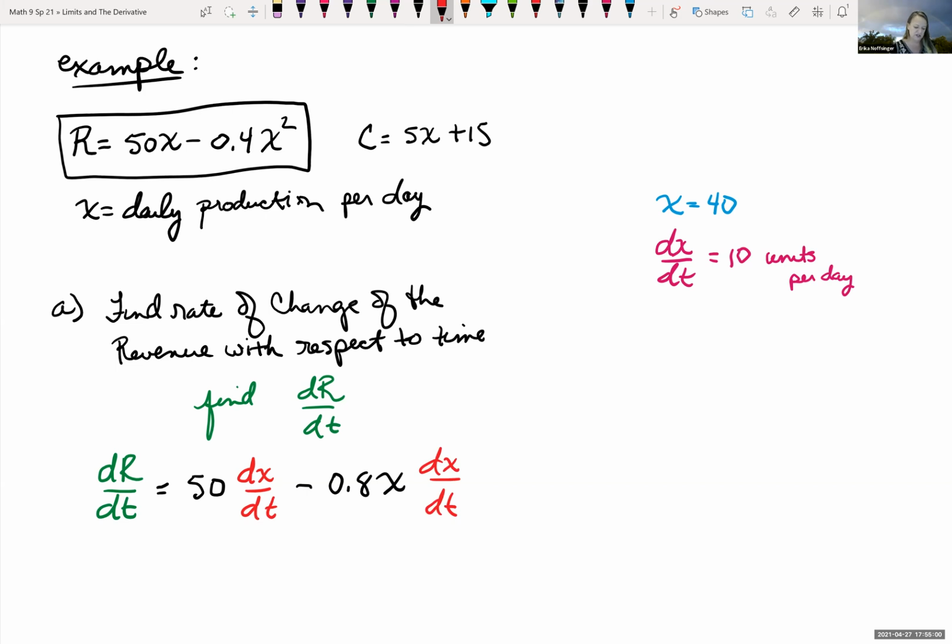Okay, so now we can just plug in what we know. We know x is 40 and we know dx/dt is 10. So the rate of change of our revenue with respect to time is equal to 50 times 10 minus 0.8 times x, which is 40, times dx/dt, which is 10.